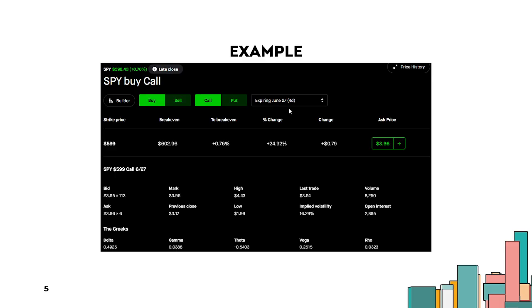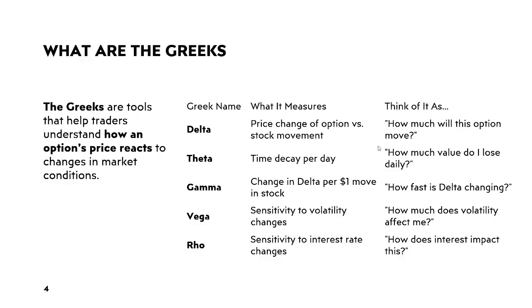Okay. So I added this to our thing yesterday, and it's saying that for every $1 that SPY goes up, this contract is going to go up 49.25 cents. Right? So we'll say this is $4. If SPY goes up $1, this contract will now be $4.50. Does that make sense?